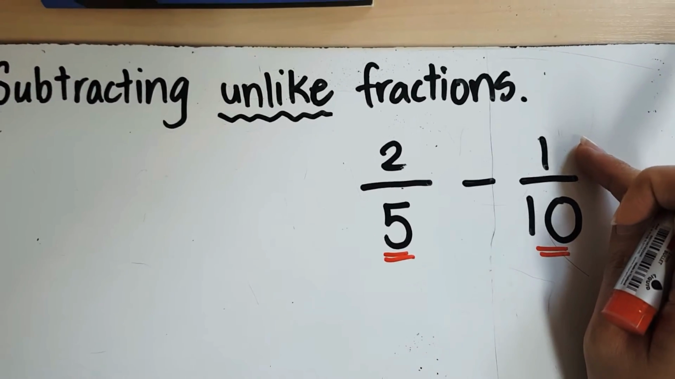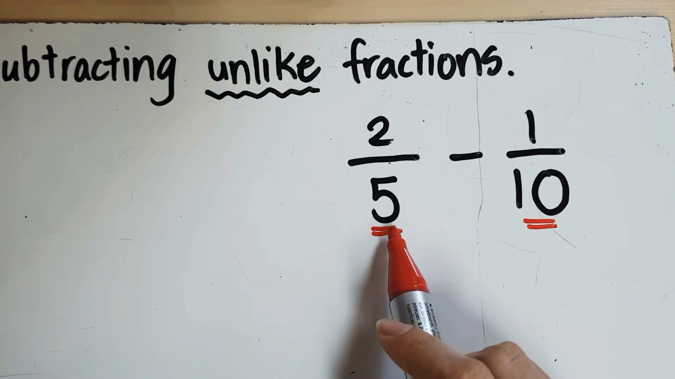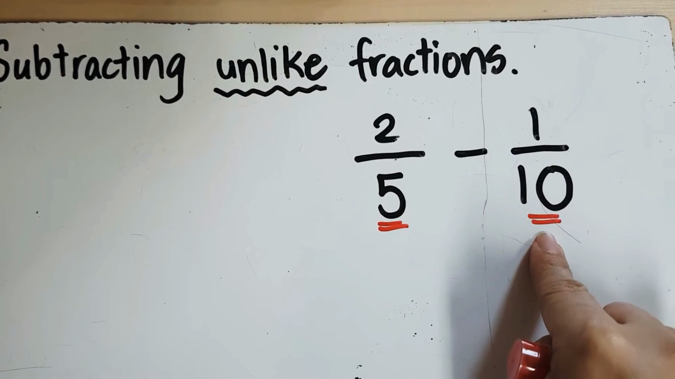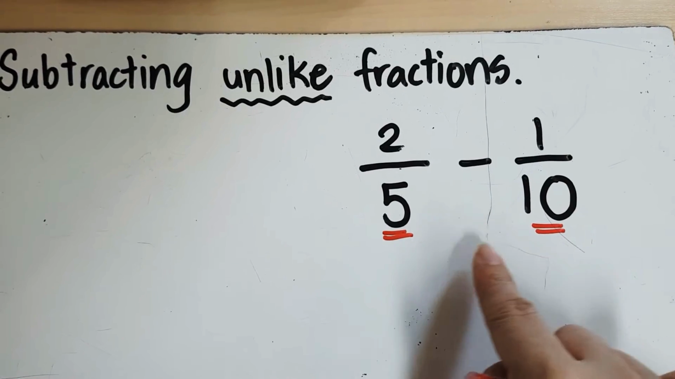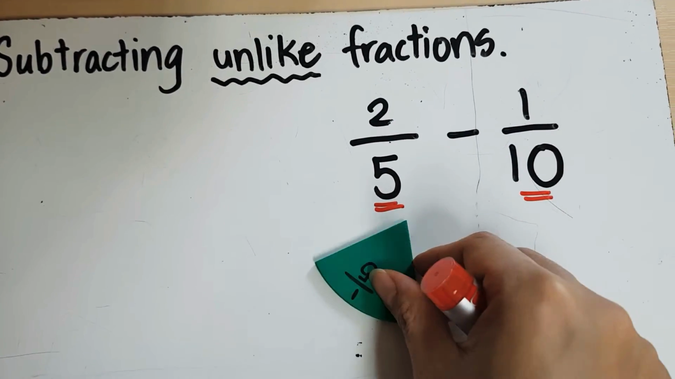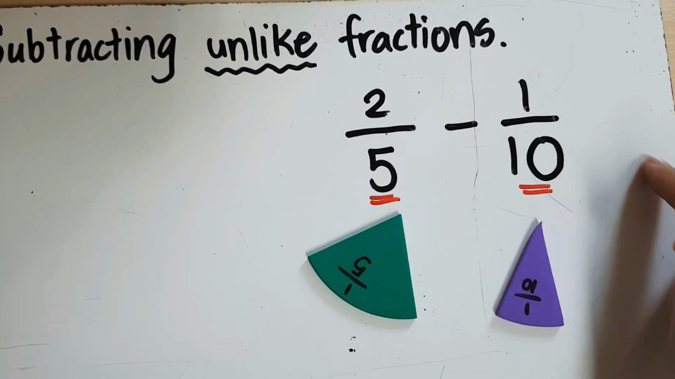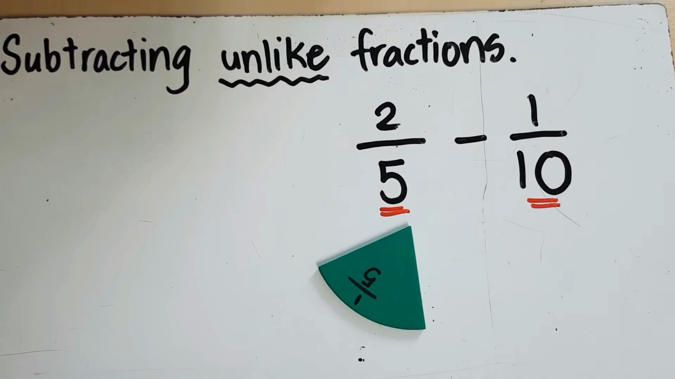Now, when we are dealing with unlike fractions, we need to know that because the whole is cut into 5 parts here and the whole is cut into 10 parts, these parts are of different sizes. So a fifth looks something like this, and tenths look something like this if our whole is a full circle. Okay, so let's start our question.